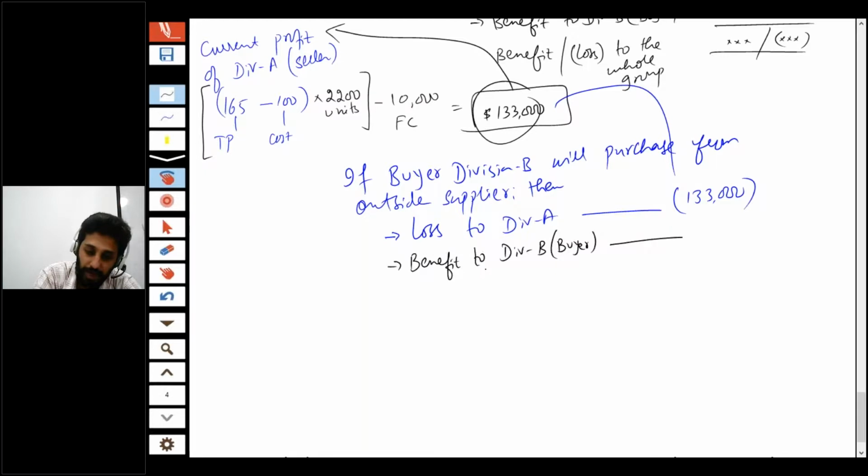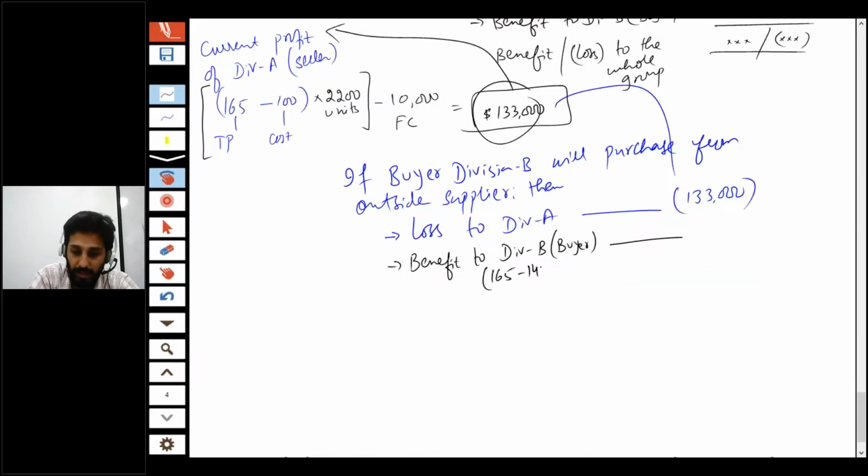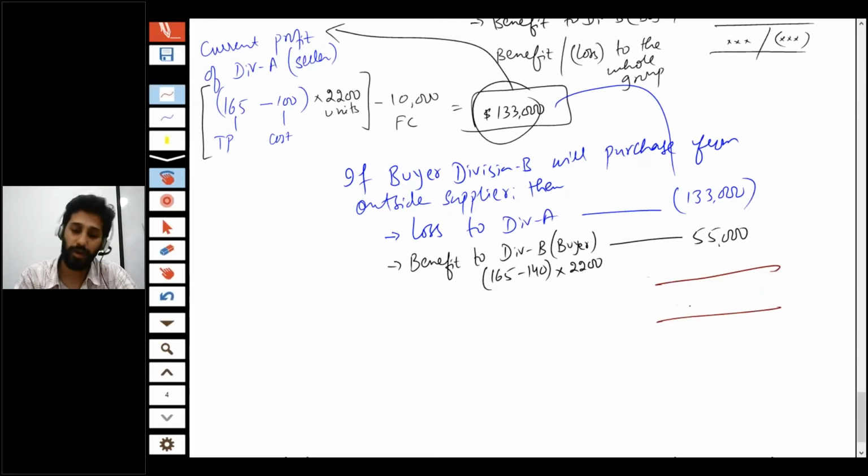You know what is the benefit? That is 165 minus 140, the outside offer. I will be saving this amount at 2200 units. That is 55,000. So ultimately, what would be the impact to the group if I will be going out? That is 78,000 loss to the group.